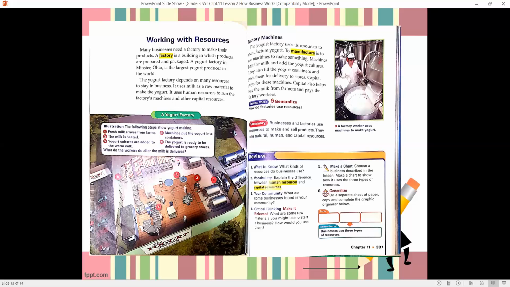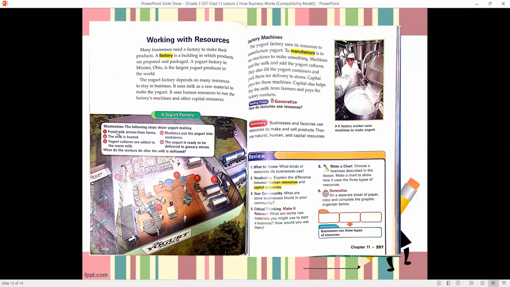So here you can see a yogurt factory, which is shown over here. You can see the big machines. Now, how are these machines going to run? You need people. Yes, today we have computerized systems, but still you need somebody to handle the computer, right? So you need human resources. Here you have the raw material, the human resource, and the capital resource. What is the capital resource? The trucks, the factory building, all this comes under the capital resource.